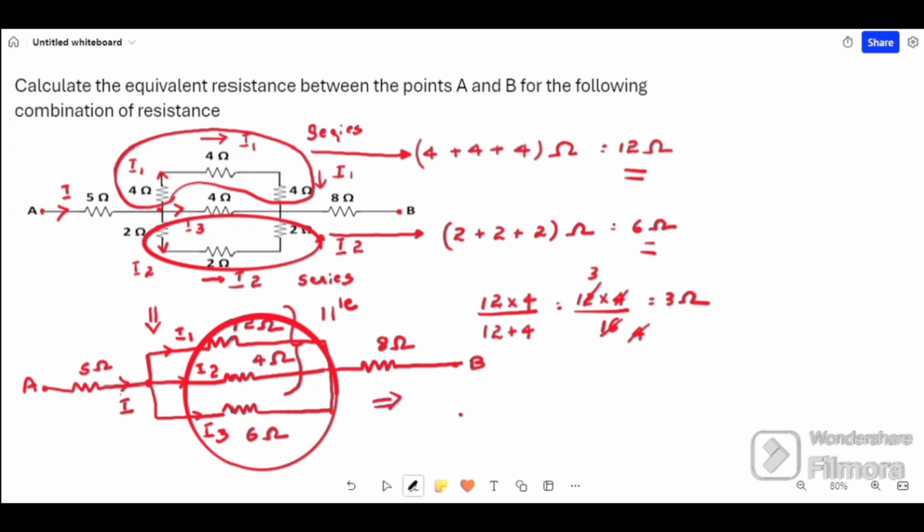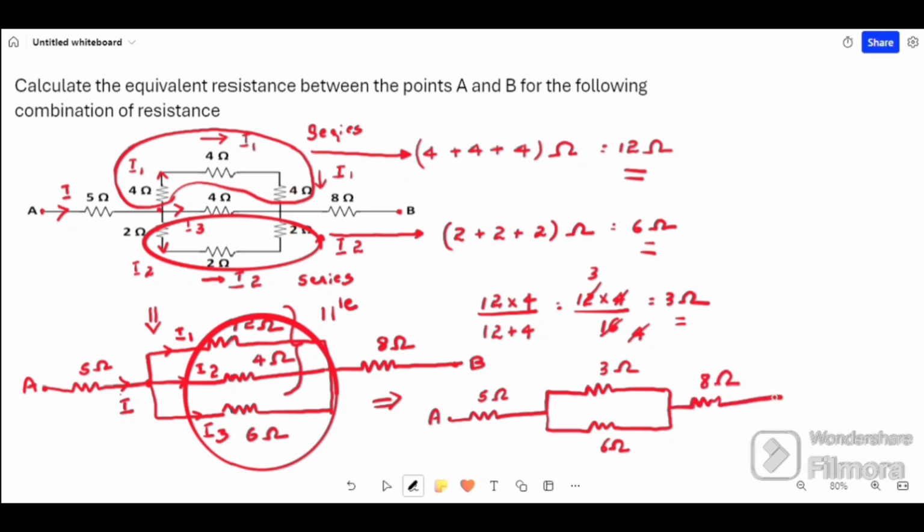Now again we can draw the equivalent circuit, retaining 5 ohm as it is, point A. Now both 12 ohm and 4 ohm are replaced by 3 ohm. Now again retain 6 ohm as it is and 8 ohm as it is, and we will put point B here. Now again current is splitting into 2 parts. So again it is a parallel connection. 3 ohm and 6 ohm are parallelly connected.